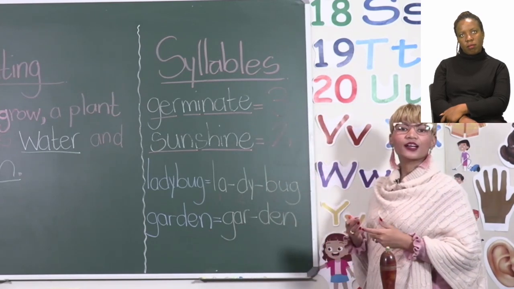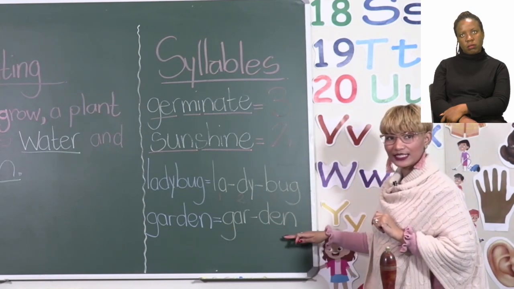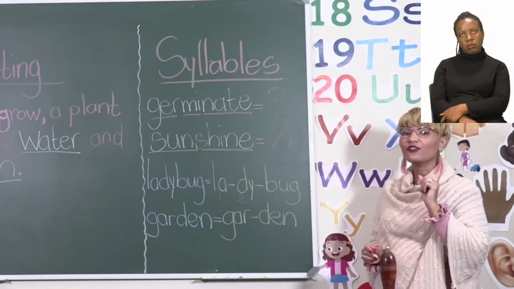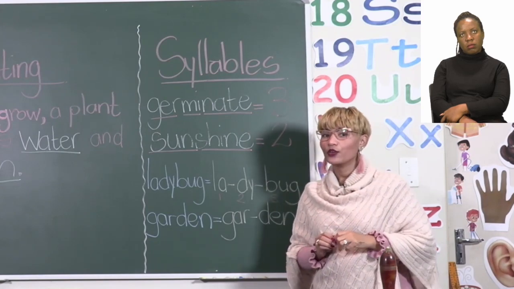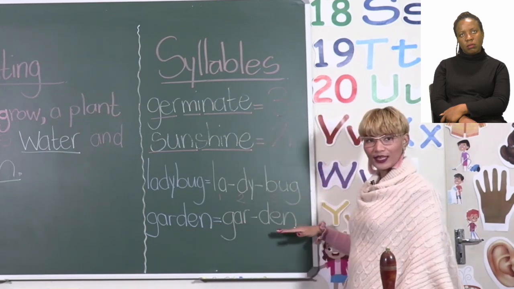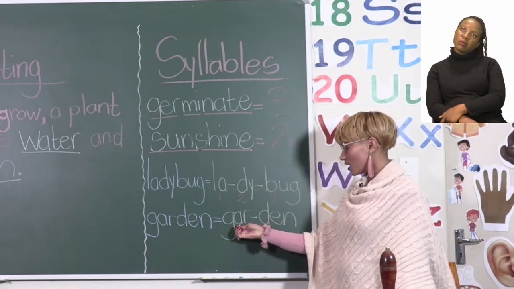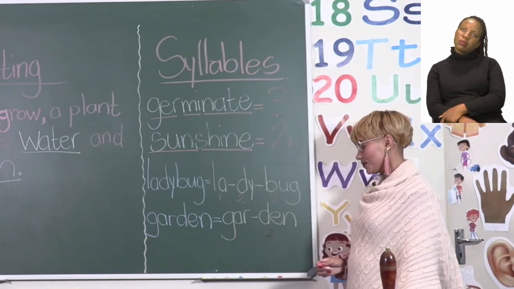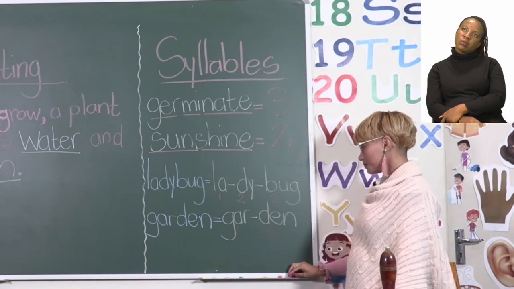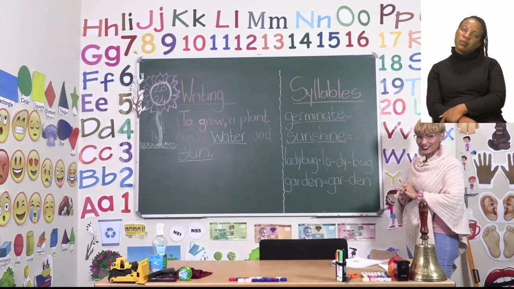Okay, let's try the next word. Garden. Let's break it into its syllables. Garden. Okay, remember, even though they don't tell us to clap, you can always go ahead and clap on your own if you are not sure how to break it into its syllables. Okay, let's see how many syllables we have here. Garden, so we have 2 syllables. Like I said earlier, if you are not sure, you can go ahead and clap again.